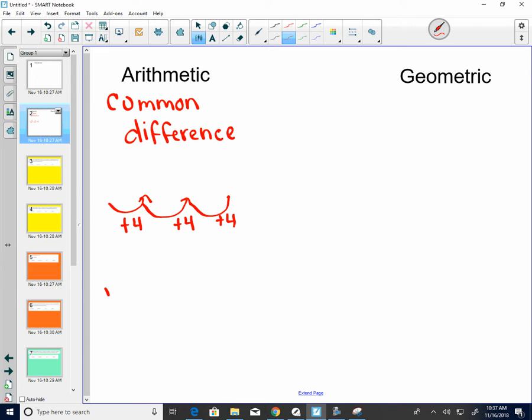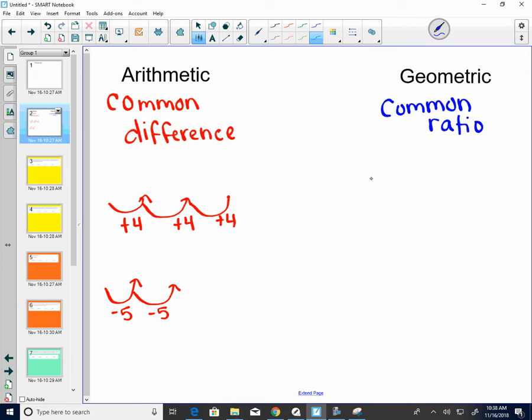And so that could also be negative numbers. I could be adding a -5. A lot of students like to think of it as you're either adding or subtracting, but it's called a common difference. Then the other type of sequence is a geometric sequence, and it has something called a common ratio.